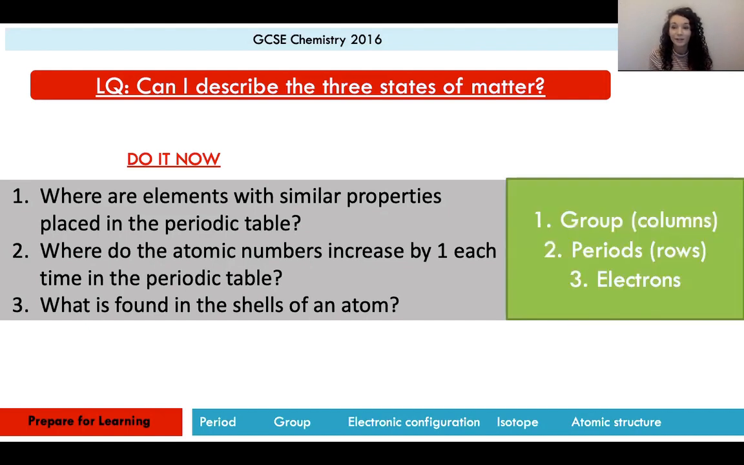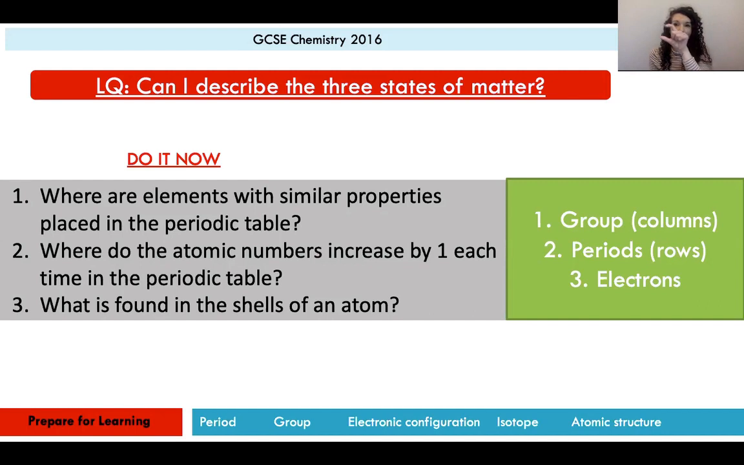Brilliant, well done. So give yourself a tick for ones you got right. And if you didn't get them, don't panic. Just correct them. That'll be really useful for learning in the future. So number 1, where are elements with similar properties placed in the periodic table? They're placed in groups, so the columns going down. Where do the atomic numbers increase by 1 each time? Along the period, so that's going across.